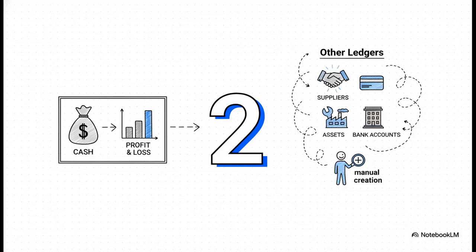Now get this. Surprisingly, out of the box, Tally provides exactly two predefined ledgers for you. Just two. The cash account and the profit and loss account. That is it, the whole shebang. Every other specific ledger your business needs to function, every individual supplier, every piece of heavy machinery, every regional bank account requires manual, intentional creation by you before you can start recording a single transaction against them. This blank slate is by design. It ensures your system is perfectly tailored to your actual day-to-day operations.